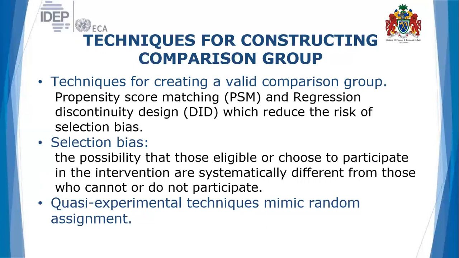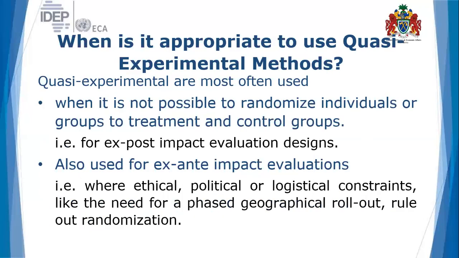Now, what is selection bias? It's the possibility that those eligible or choose to participate in the program intervention are systematically different from those who cannot or who do not participate. That is referred to as selection bias. Now, what quasi-experimental techniques do is to mimic random assignment.